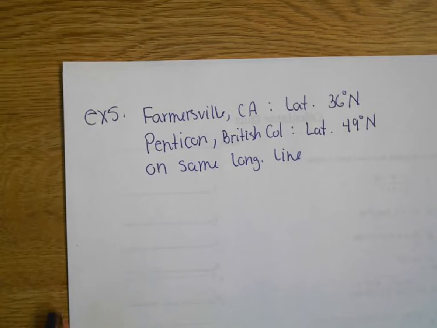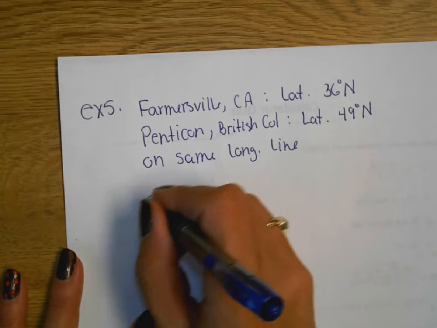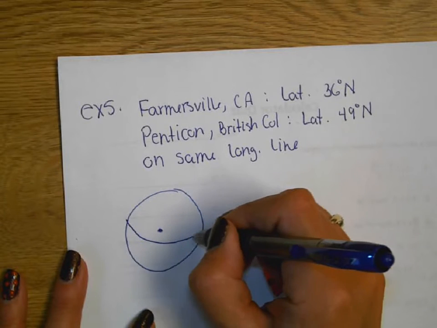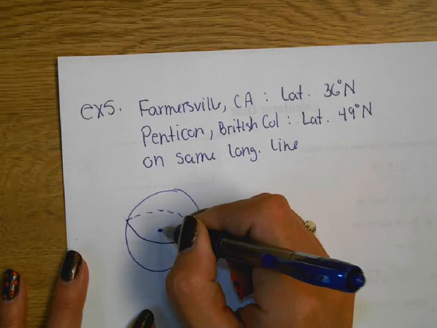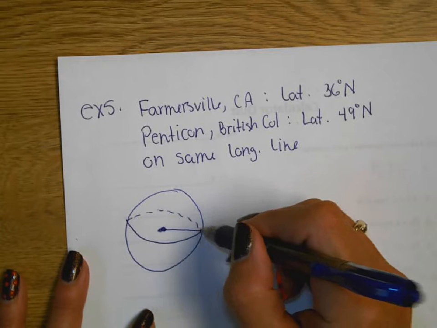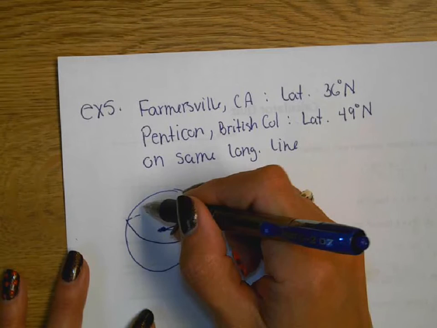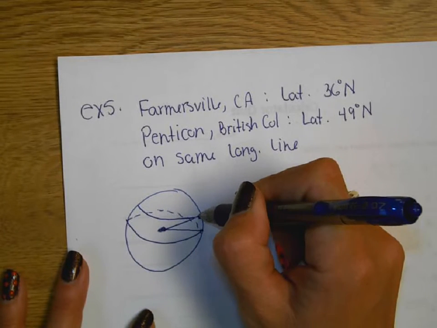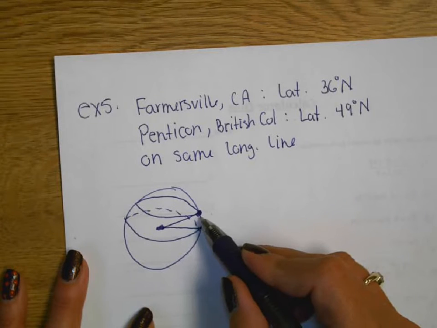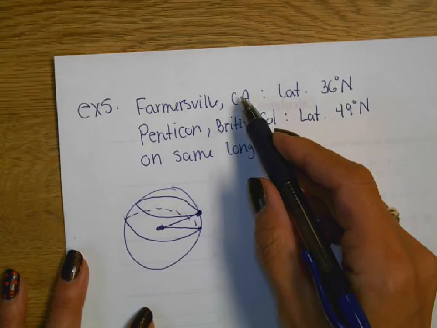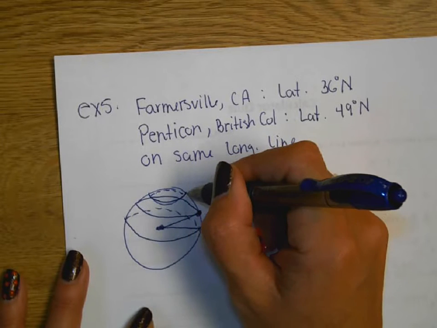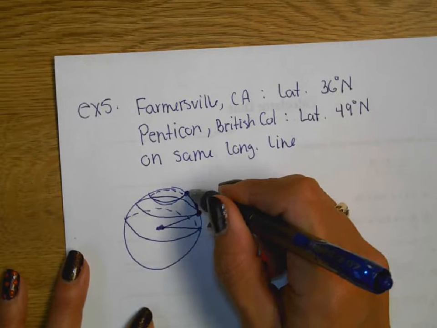That's the trick. So don't draw this picture because it'll be a little bit more confusing. Here's my equator. If I go up 36 degrees, this latitude line, see the circle there? That's up 36 degrees. That's where California is. And if I go up 49 degrees, I'm on this circle up here. I want the distance between these two towns.